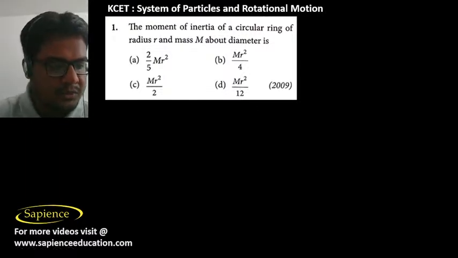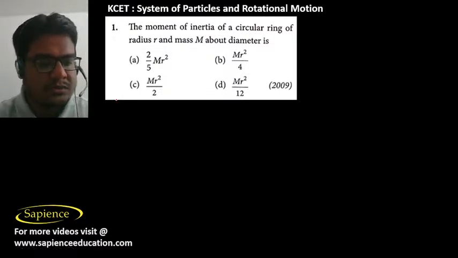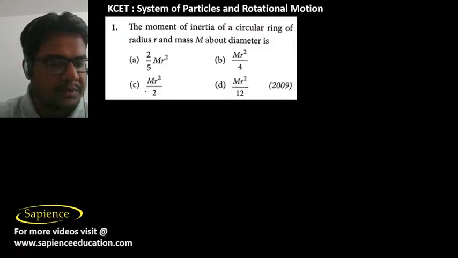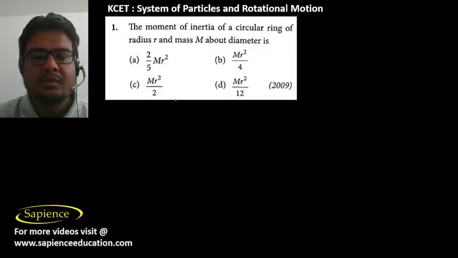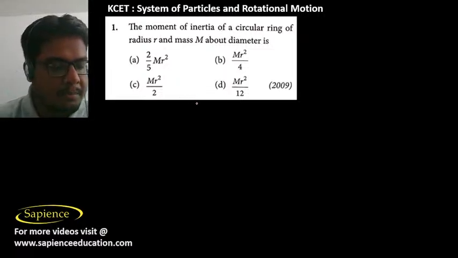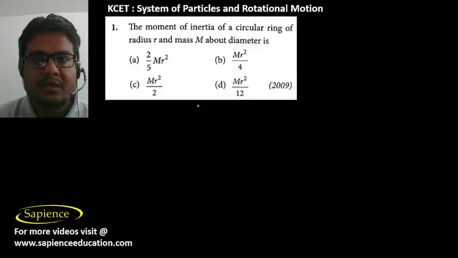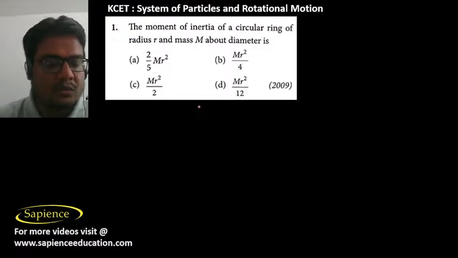Hello everyone, good evening. So here we shall solve some more KCET previous year questions on the chapter System of Particles and Rotational Motion. If you have any doubts regarding any question or its solution, then please write us in the comments section.